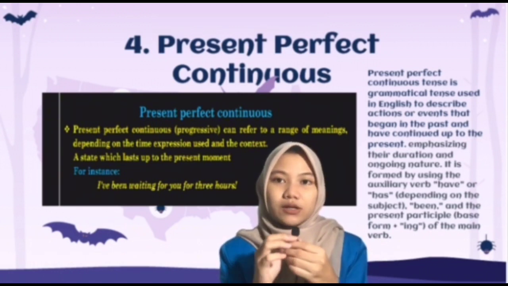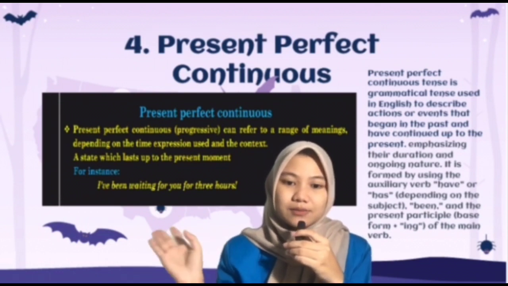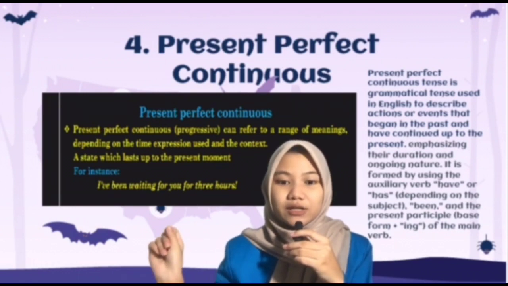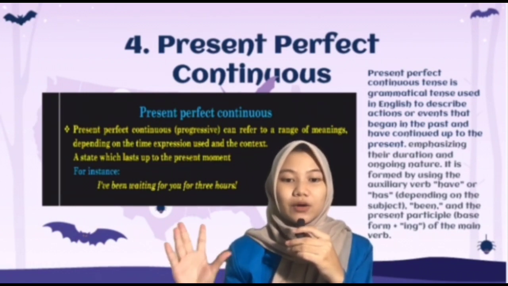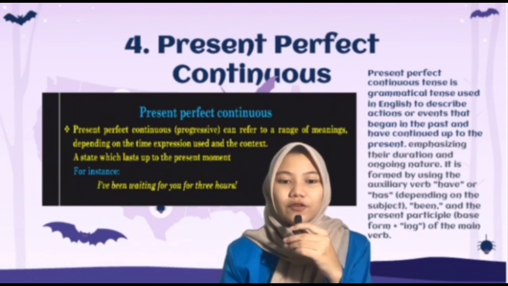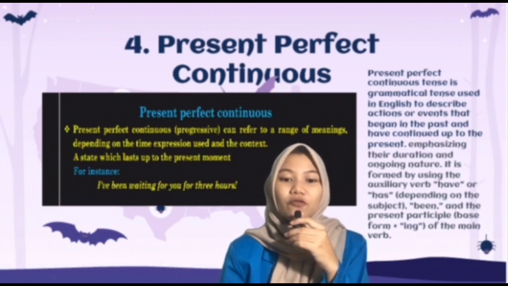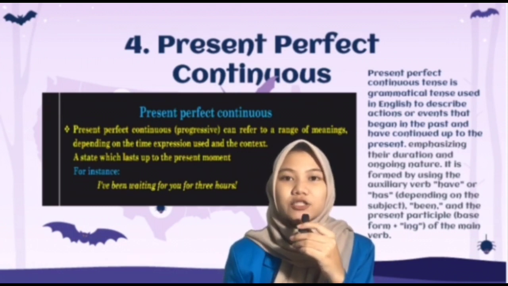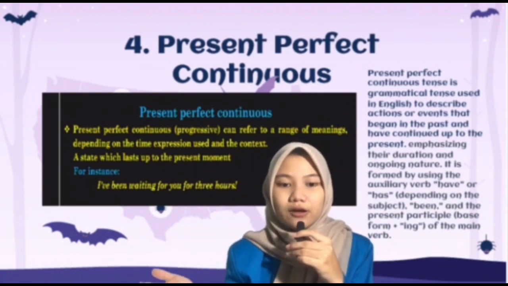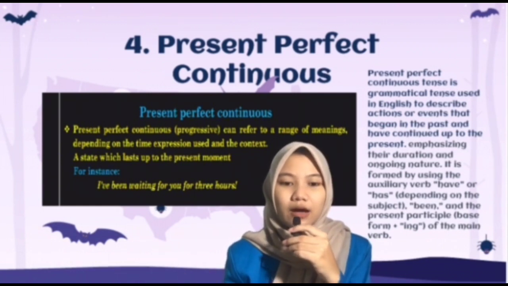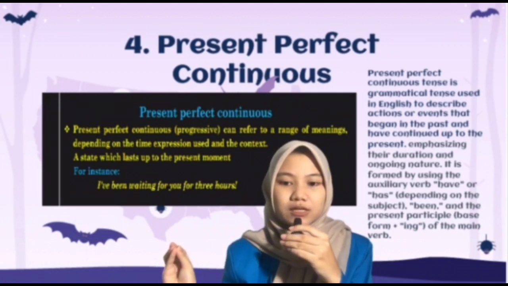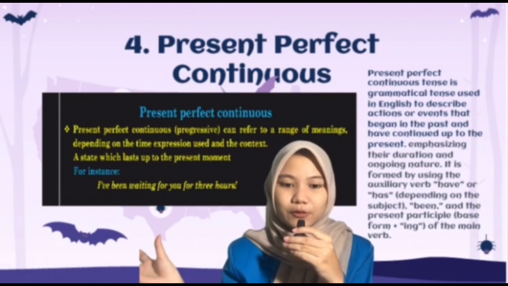Now, take a look at this present perfect continuous. The present perfect continuous progressive can refer to a range of meanings depending on the time expression used and the context. For instance, I've been waiting for you for 3 hours. Take a look at the sentence: I is the subject or noun phrase, have been is the auxiliary verb, waiting.